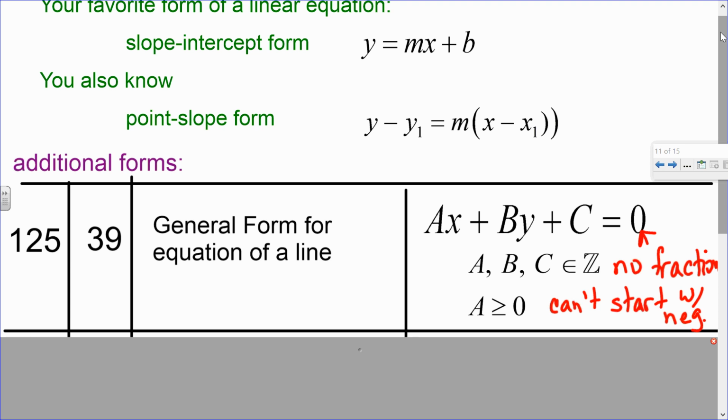So you just multiply to clear the fractions if you have fractions. And if whatever's by x is a negative, you just change all of the signs so that the x term starts with a positive. That is general form.